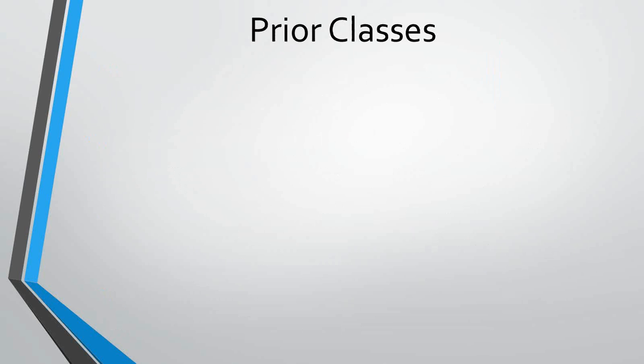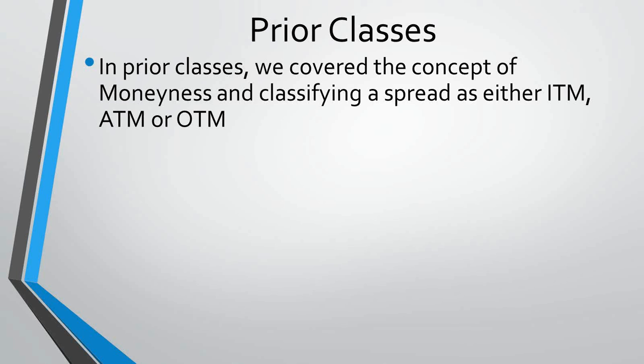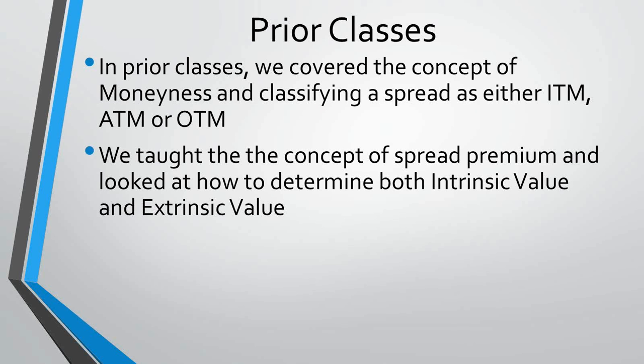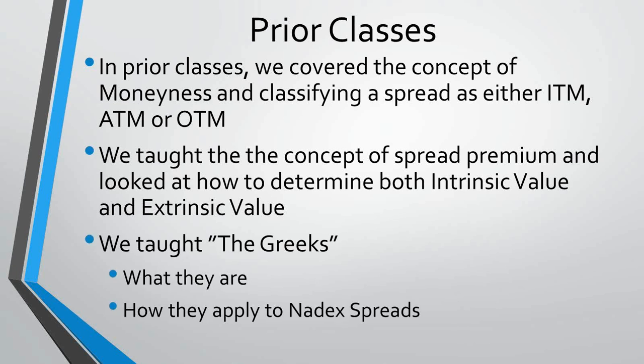So in prior classes, we covered the concept of moneyness and classifying a spread as either in the money, at the money, or out of the money. ITM, ATM, or OTM. That's what those acronyms mean. We taught the concept of spread premium and looked at how to determine both intrinsic value and extrinsic value. And we taught the Greeks, what they are and how they apply to Nadex spreads.